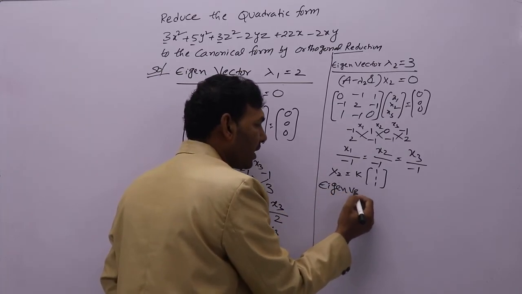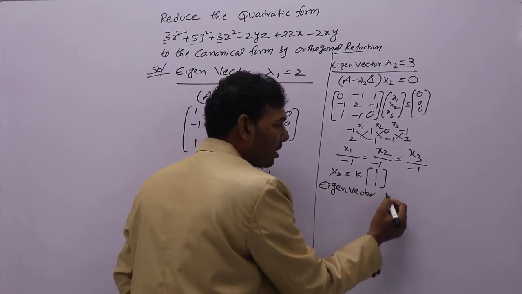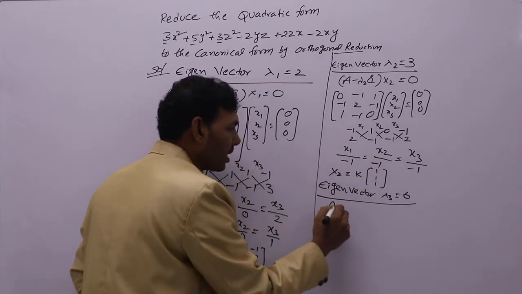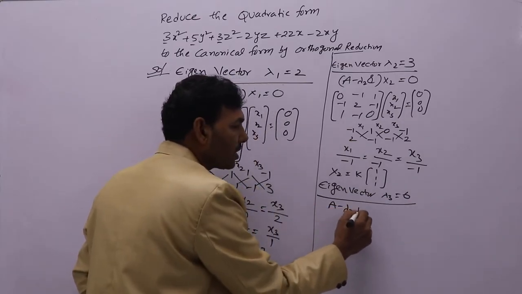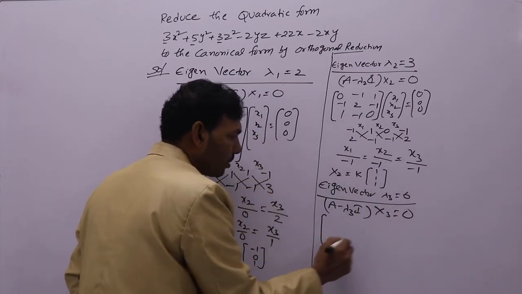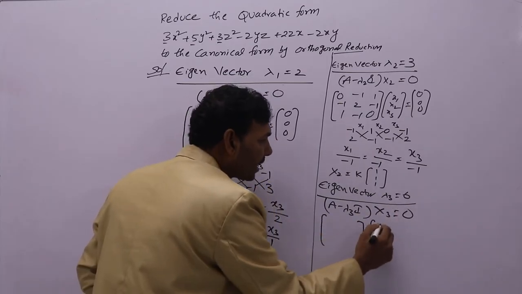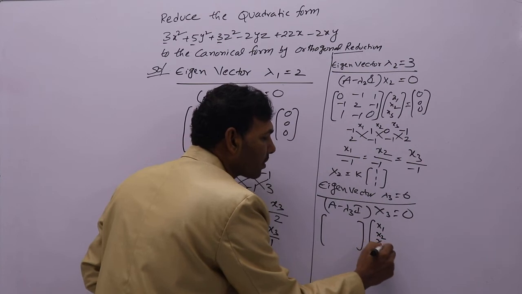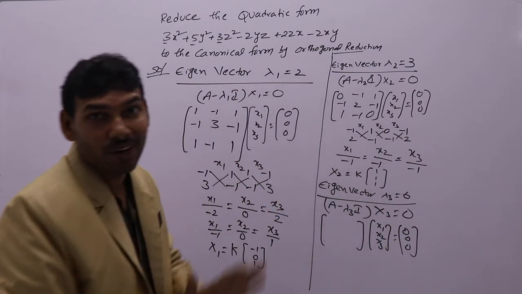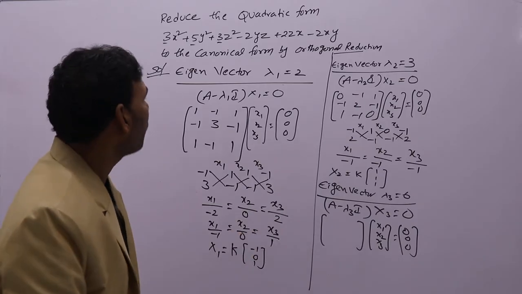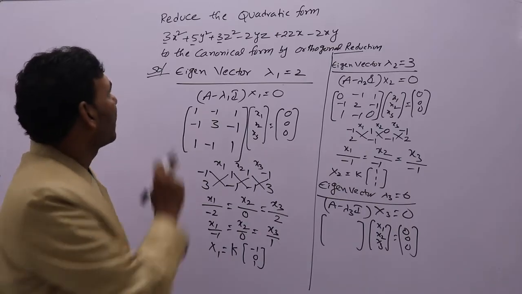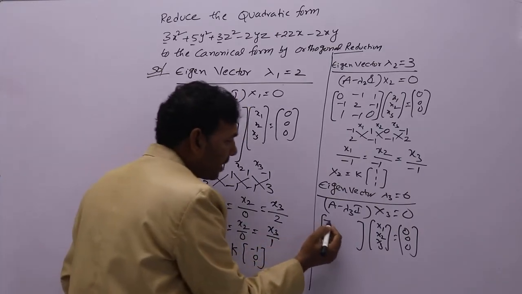Third eigenvector corresponding to lambda 3 equal to 6. That means (A minus lambda 3 I) x3 equal to O. That means you need to subtract 6 from the diagonal. Diagonal elements, you know, the diagonal is 3, 5, 3. If you subtract 6 from the diagonal, 3 minus 6, minus 3.